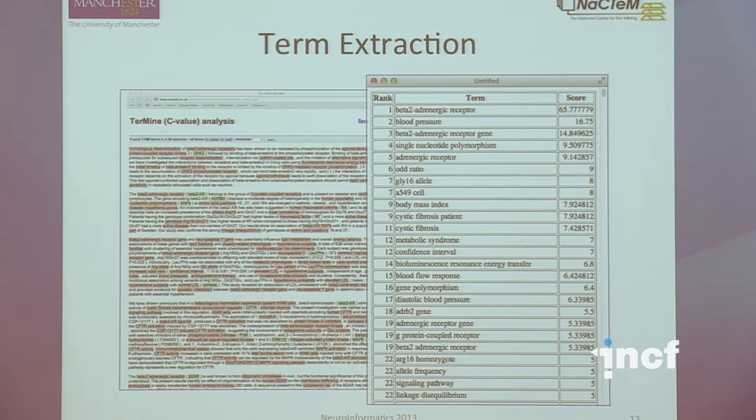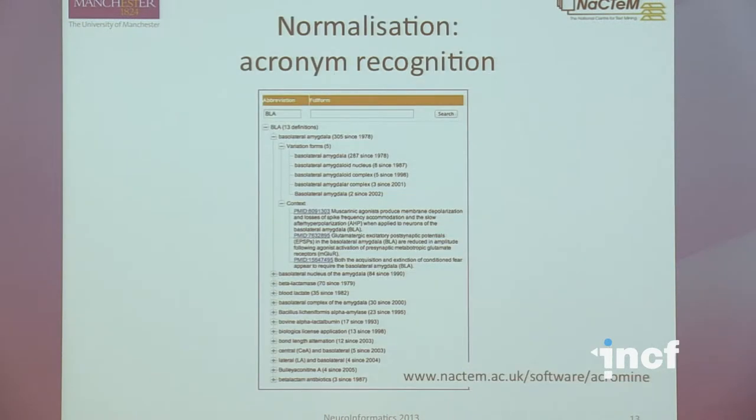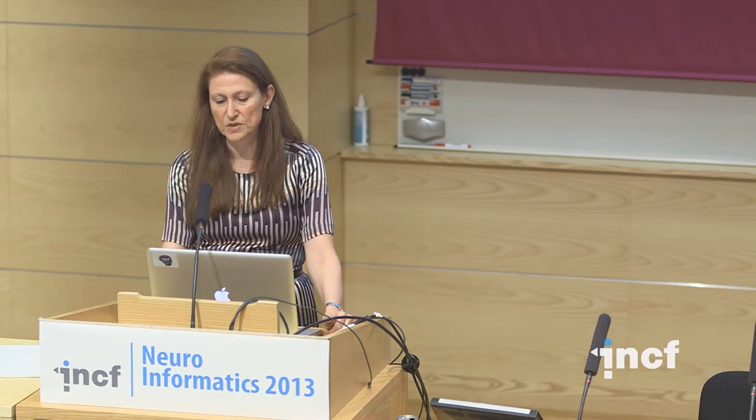The next part of normalization is recognizing acronyms. Here I have an example like BLA, which is quite relevant to this audience, which has about 13 different meanings. So these have to be extracted and normalized, so you find all the different synonyms, and then disambiguated. So by extracting acronyms, we are automatically creating databases, dictionaries, giving all the expanded forms.